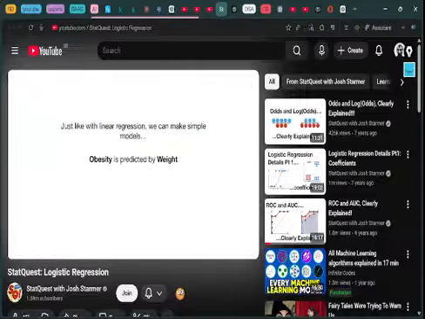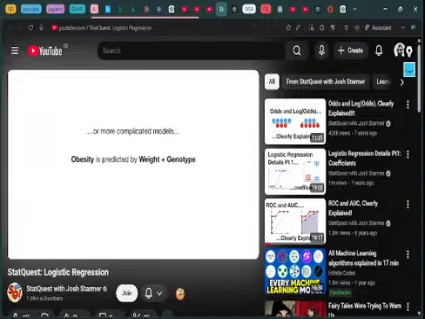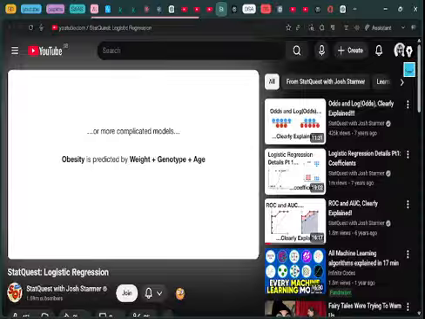Just like with linear regression, we can make simple models. In this case, we can have obesity predicted by weight. Or more complicated models. In this case, obesity is predicted by weight and genotype. In this case, obesity is predicted by weight and genotype and age. And lastly, obesity is predicted by weight, genotype, age, and astrological sign.